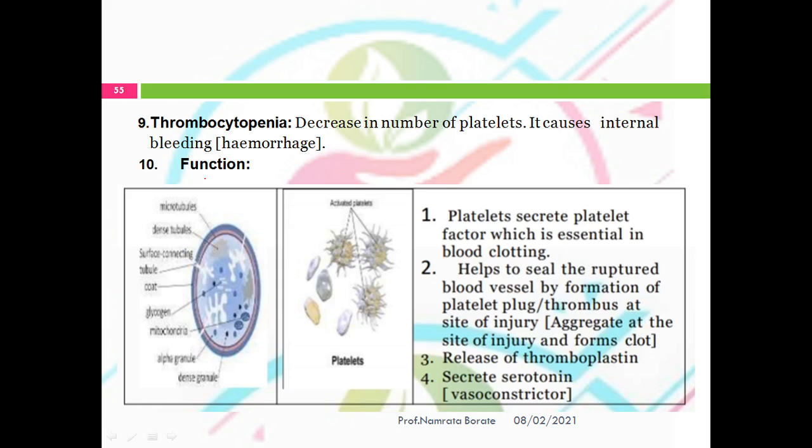So let's see the functions performed by this platelet cell. The platelet secretes the platelet factor, which is essential for blood clotting. It helps to seal the ruptured blood vessel by formation of the platelet plug and thrombus at the site of injury, meaning it aggregates at the site of injury and forms a blood clot. It releases thromboplastin, which is a very important part, and secretes serotonin, which functions as a vasoconstrictor.